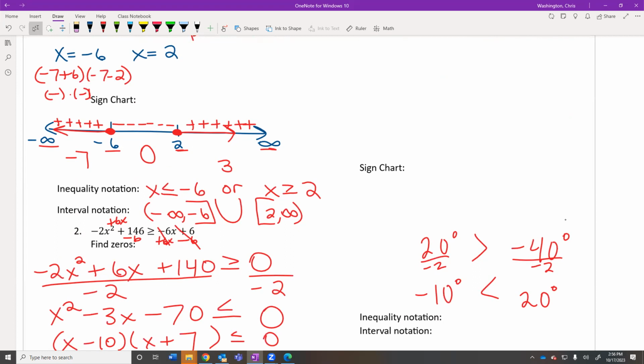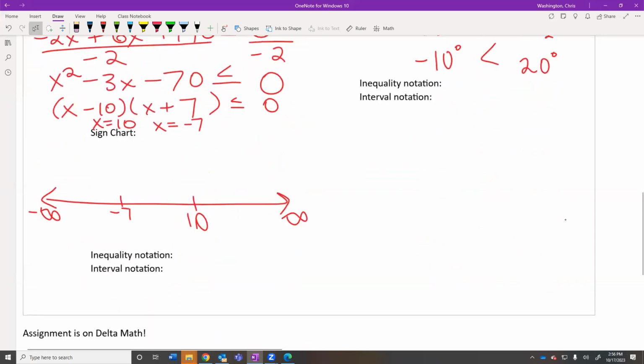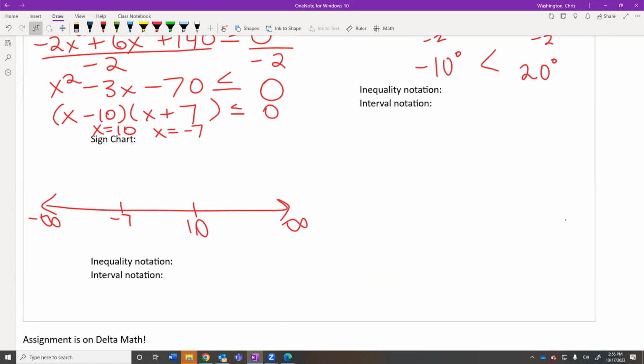Well, that's always going to be the case with quadratics. They're always going to switch signs in each interval. So if it starts out positive, the next one's going to be negative, and the last one's going to be positive. If it starts out negative, the one in the middle is going to be positive, and the one on the end is going to be negative. They're always going to alternate signs because it's a quadratic, and it kind of goes back to what the graph of a quadratic looks like.